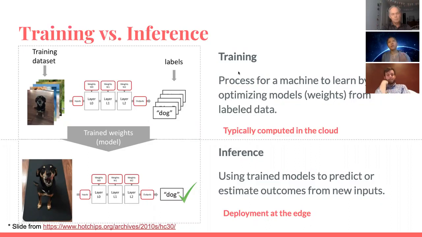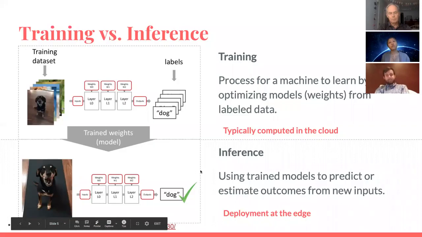So it's like an optimization process to minimize the error rates when we're trying to predict from this training data set to the label. This process is typically done in the cloud because it requires a lot of computation. And after we train this neural network and gather the weights of the network, we can directly perform inference.